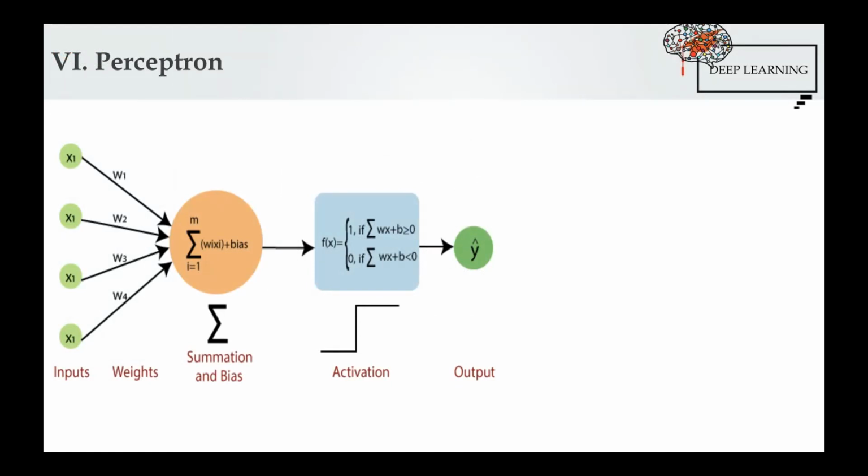Donc, c'est ça un neurone. Chaque neurone fait un calcul : la somme des entrées multipliées par chaque poids, plus le biais. C'est un calcul linéaire pour avoir une valeur. Et cette valeur, on va la passer à la fonction d'activation.